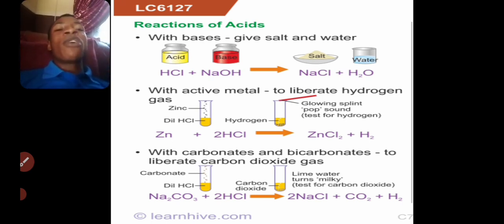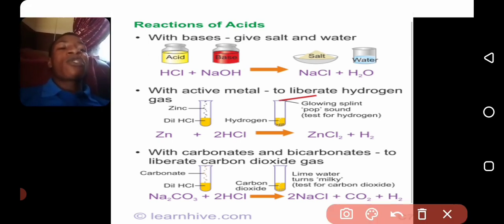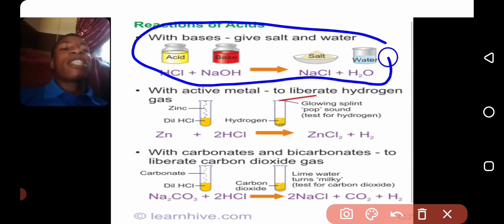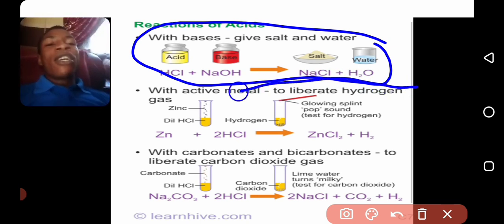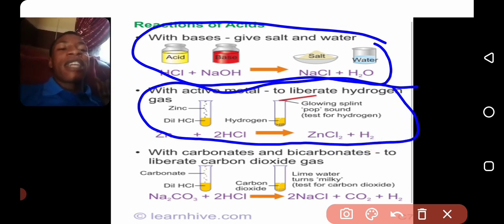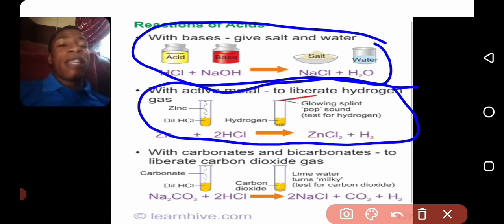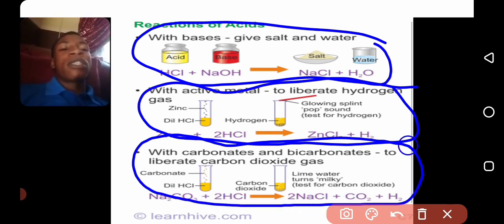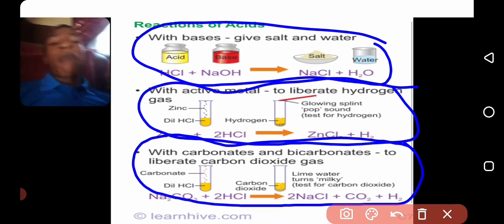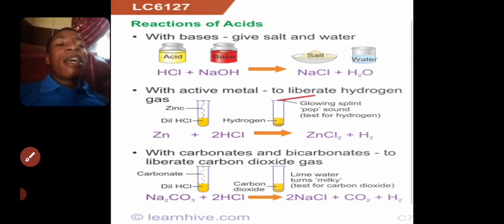So let's see the summary of what we have been discussing since morning. We have said that acid reacts with base to give us salt and water. We call that a neutralization reaction. We said that acid reacts with active metals, metals that are higher than hydrogen in the activity series, to give us salt and hydrogen gas. And hydrogen gas is one that gives a pop sound with a lighted splinter. We also described that acid reacts with carbonate to give us salt, water and carbon dioxide. And carbon dioxide is a colorless, odorless gas that turns lime water milky.